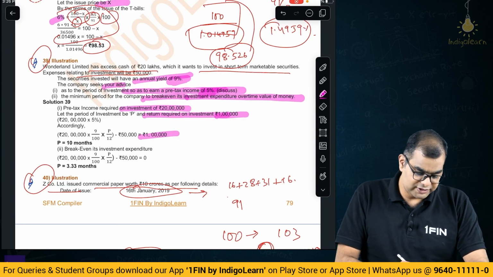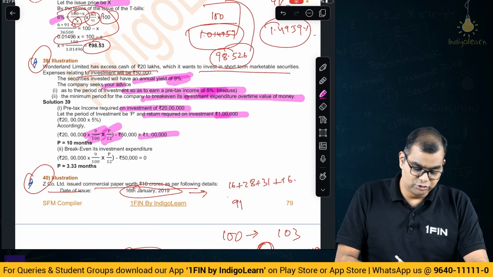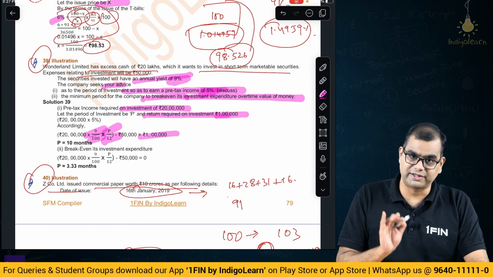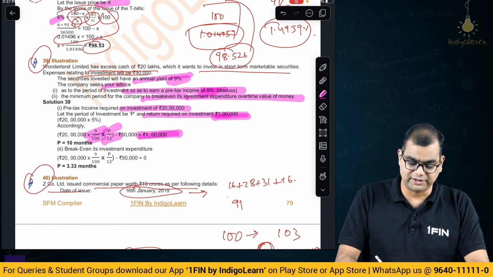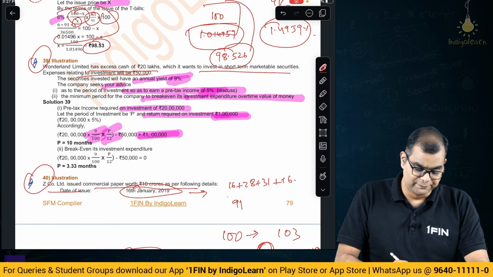So, if you are going to invest 20 lakhs at 9 by 100, which is 9%, for a certain number of months, and you subtract 50,000 out of that, you need to get 1 lakh. That is basically the equation. Or you can do it the other way also. To this 1 lakh, you can add 50,000, 1 lakh 50,000. Either way, you will get the same answer.